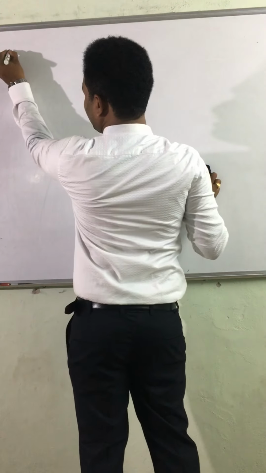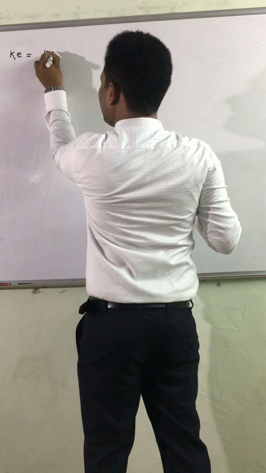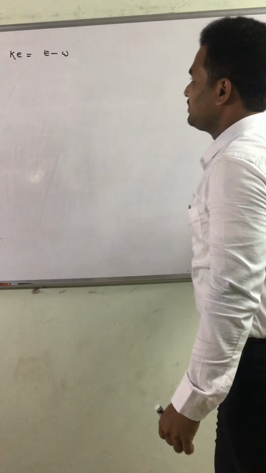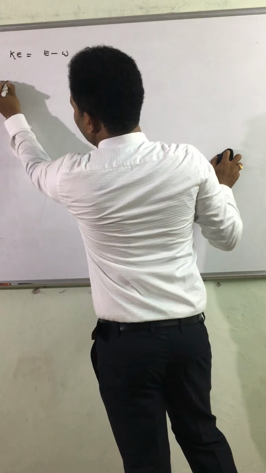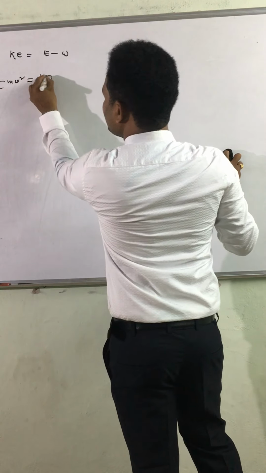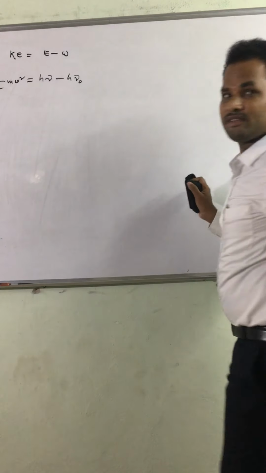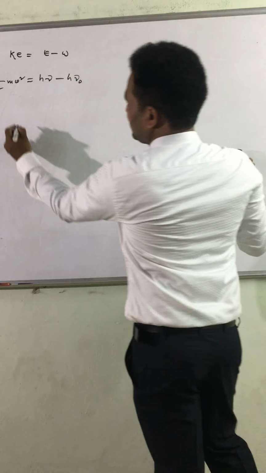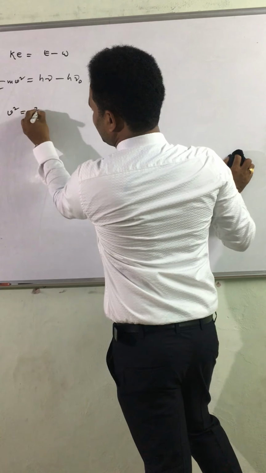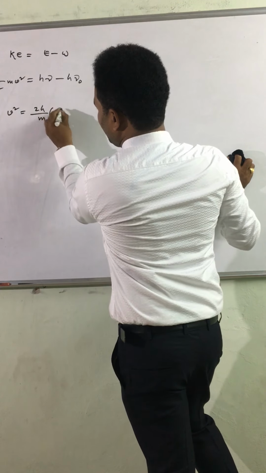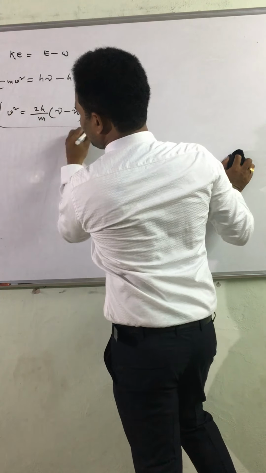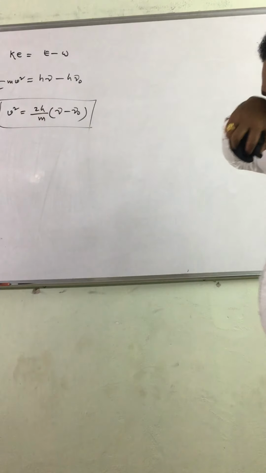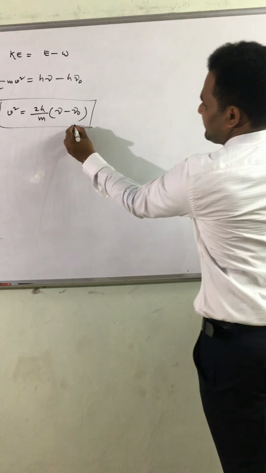Next application: KE is equal to E minus W, right? KE is equal to half mv square, h nu minus h nu naught. V square is equal to 2h by m into (nu minus nu naught).